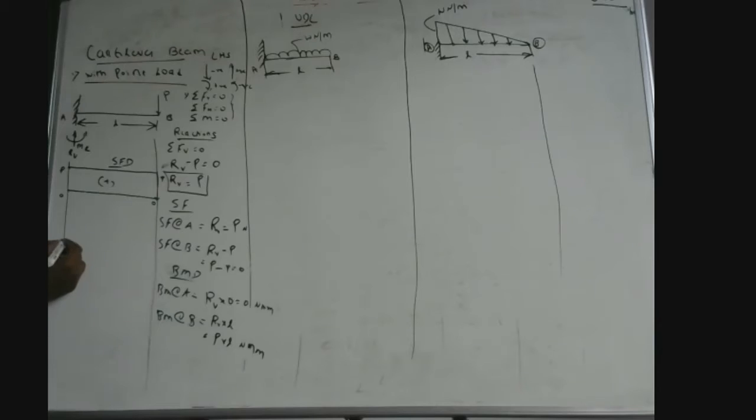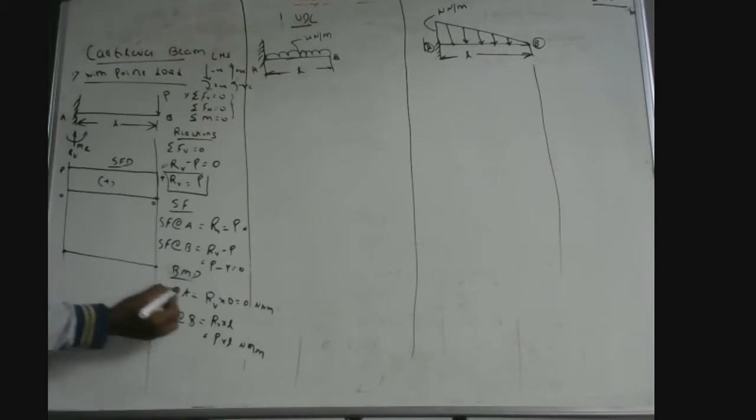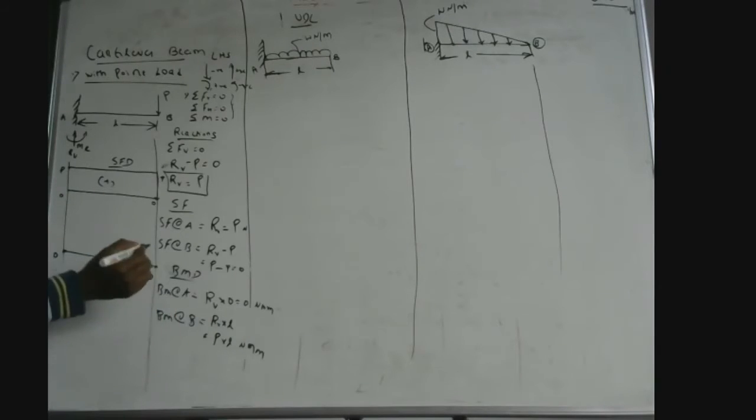Therefore we got the bending moment at each point, A and B. Now draw the BMD. The bending moment at A, how much did we get? 0. The bending moment at B, we got P into L, that is positive, so it is above the axis. This height is called P into L.